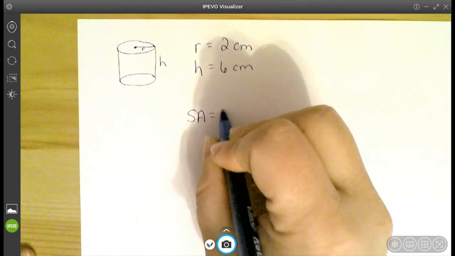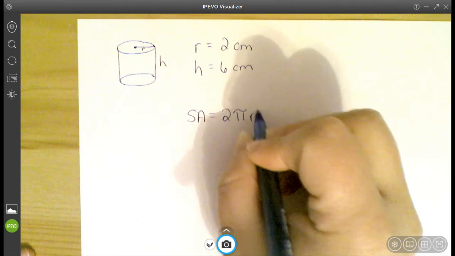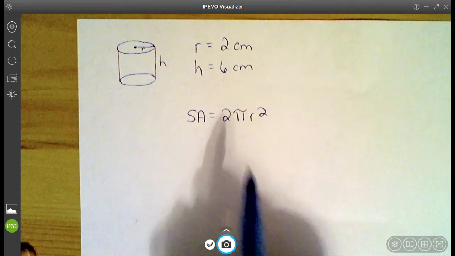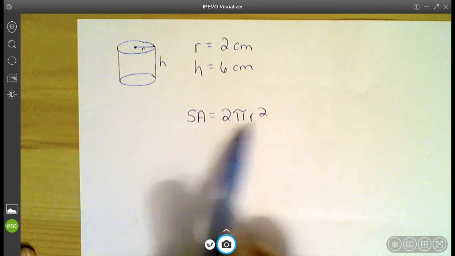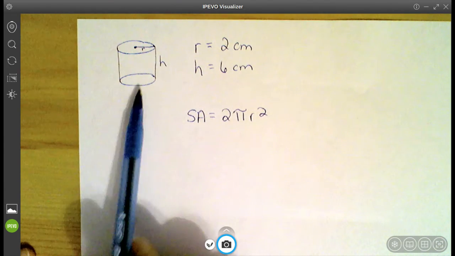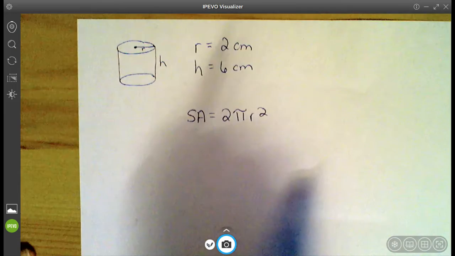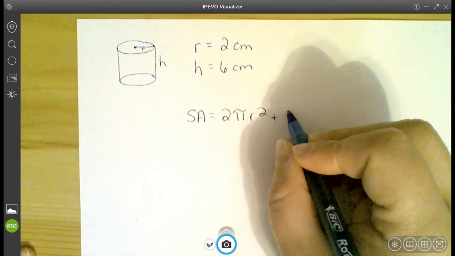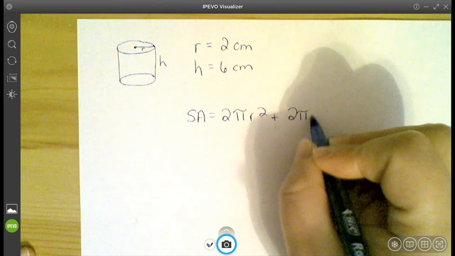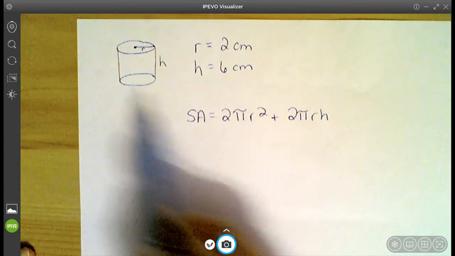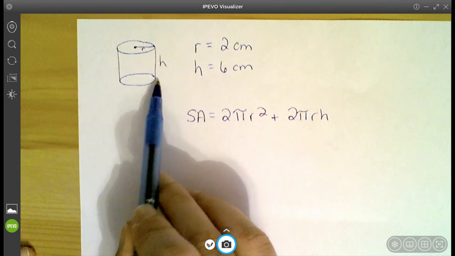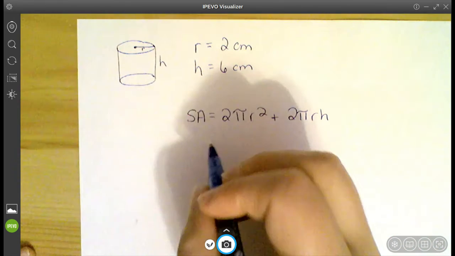The formula for surface area is 2 pi r squared. Now that might look familiar. Pi r squared is the area of a circle. So what this part of the formula is finding is the area of the two bases, which are the two circles. And then that's plus 2 pi r times the height. 2 pi r is the circumference of the circles, and then that's times the height of the figure.